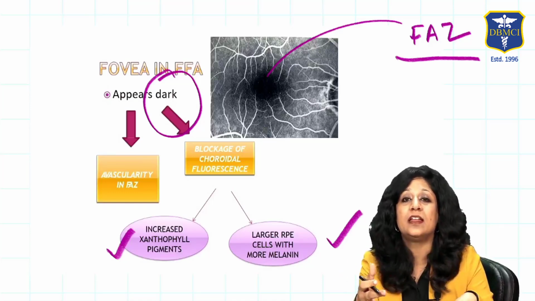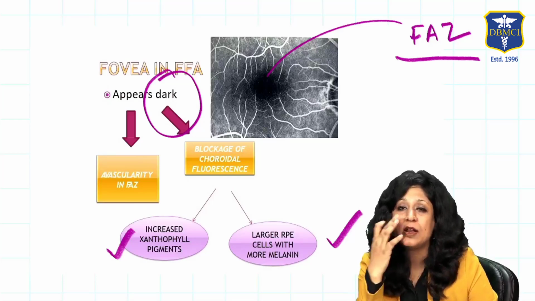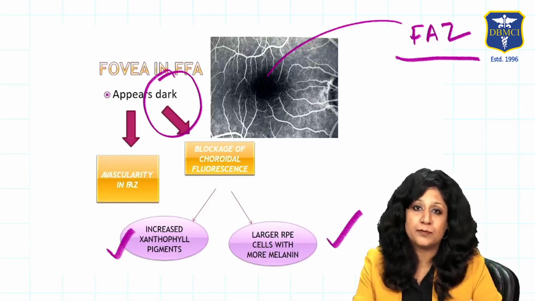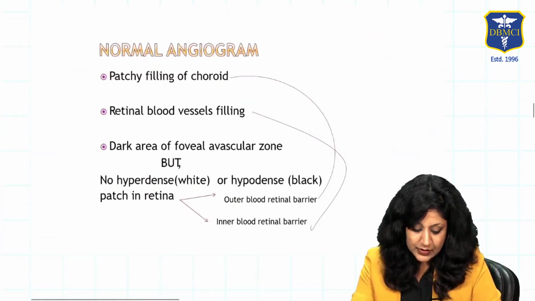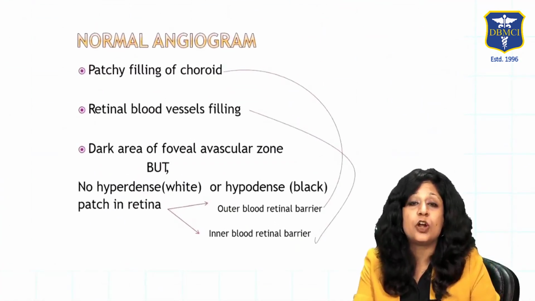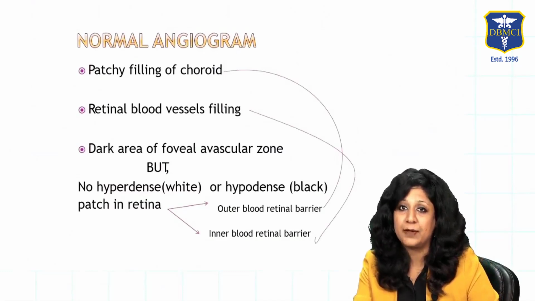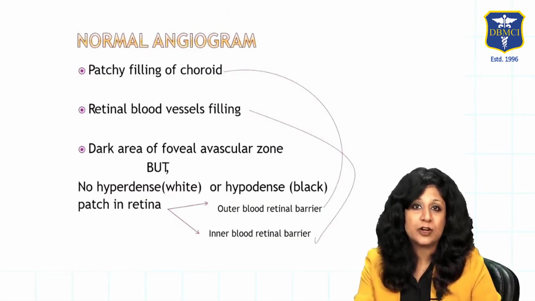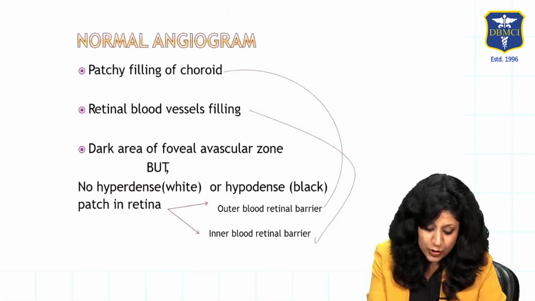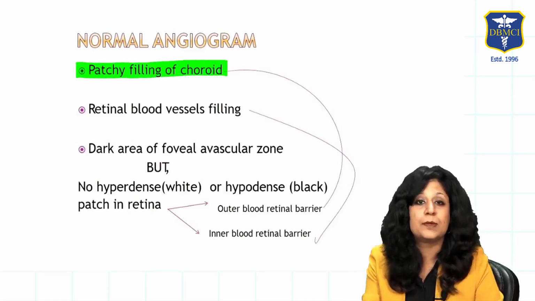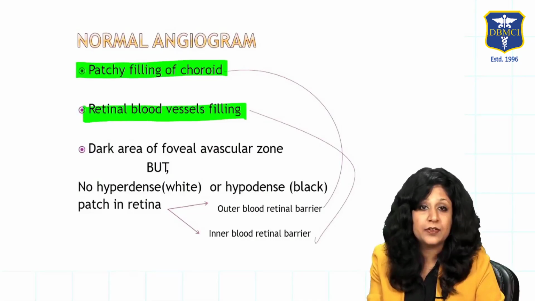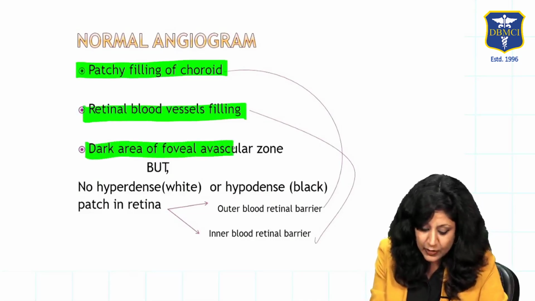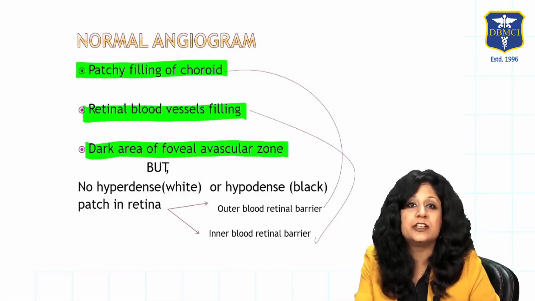That is why you are getting a hypofluorescent area or a dark area when you see the figure in the normal angiography. Okay. Now, what should be the part of a normal angiogram? If you see a normal angiogram, what are the things that you are going to see? First of all, you will see a patchy filling of choroid due to the presence of lobules. Then you will see the retinal blood vessels filling, right? And you will see a dark area of foveal avascular zone. These are the three things.